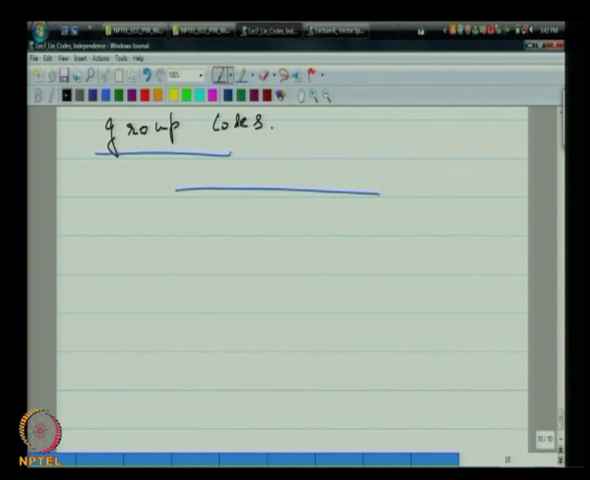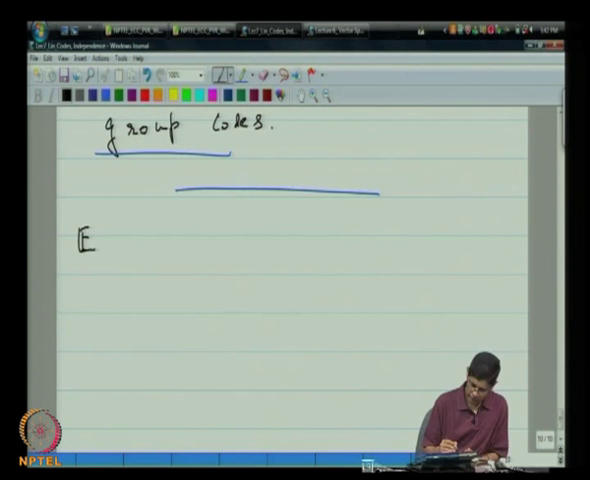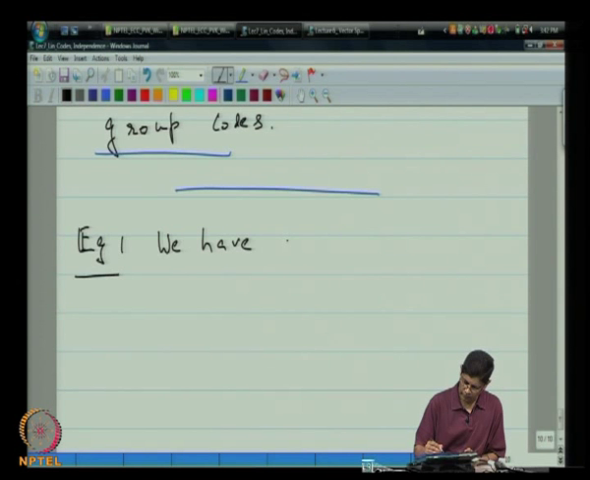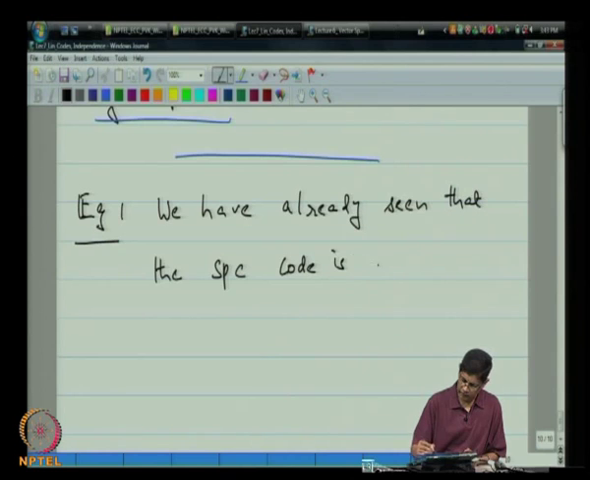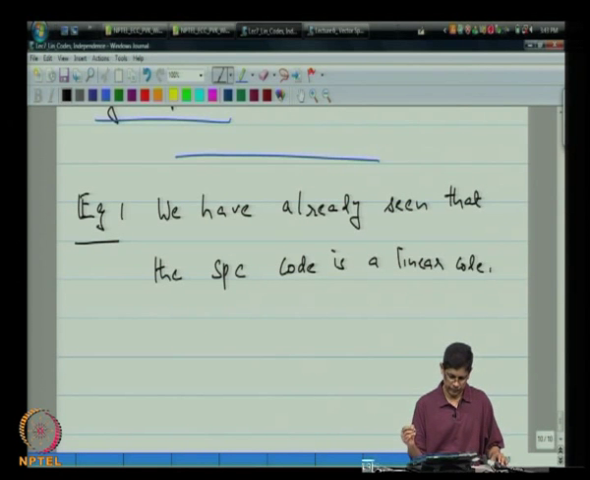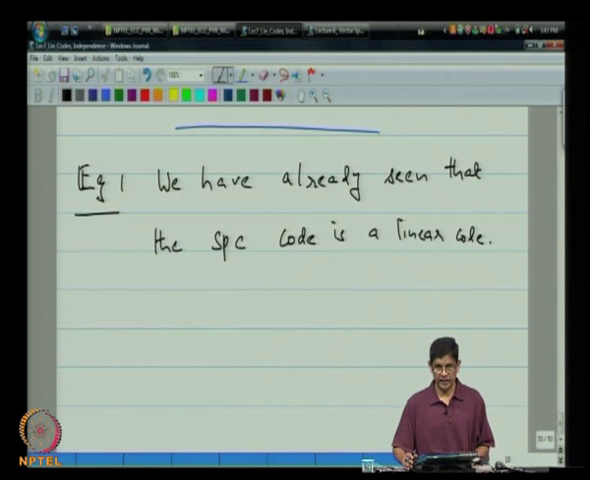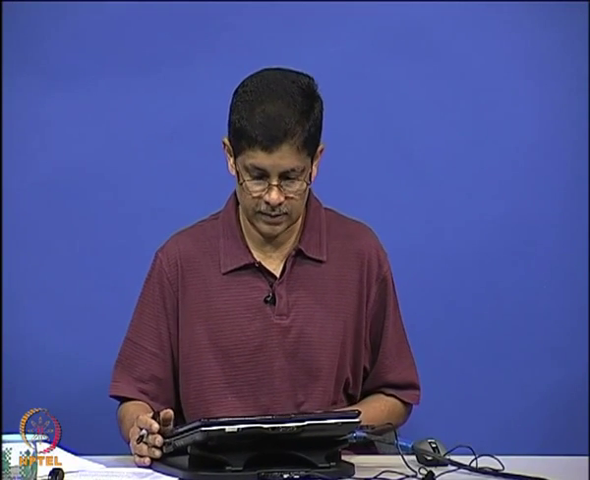Now, as far as examples go, we have already seen that the single parity check code is a linear code, simply because what we did was we verified that it is a subspace, and a linear code is nothing but a subspace. So, it follows from that the single parity check code is a linear code.